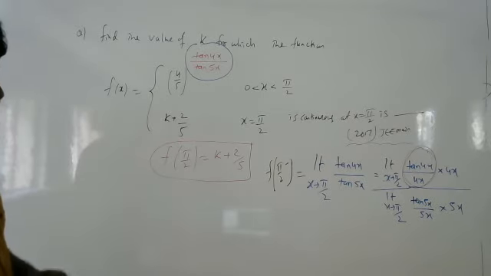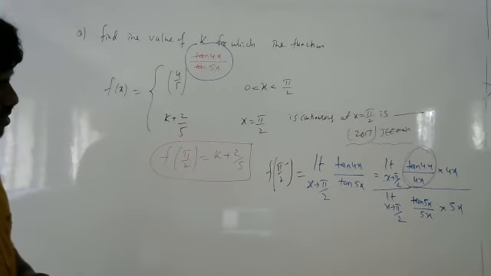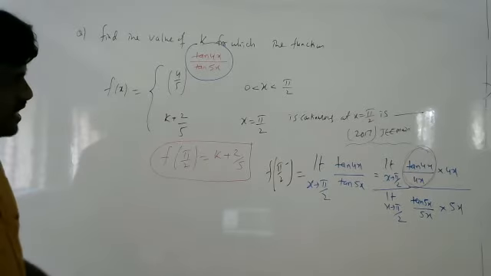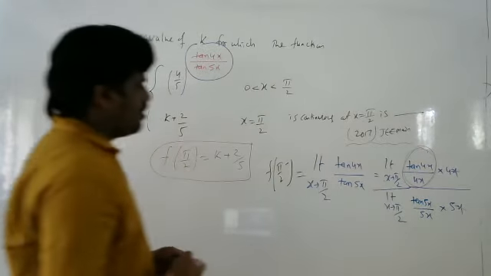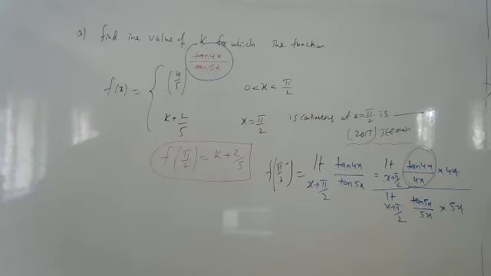Correct? No. Is it 1? Check it. How much is it? This is cancelled. No, I don't think this is 1. X is tending to pi by 2. If I substitute x tending to pi by 2, 4x is tending to where? 4 pi by 2, that is cancelled, 2 pi. Tan 2 pi, how much is the answer?